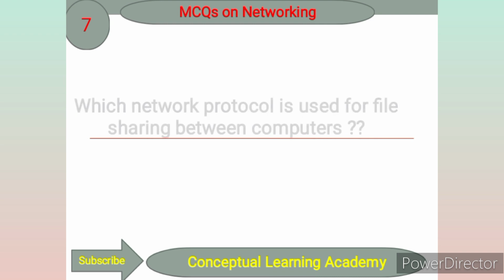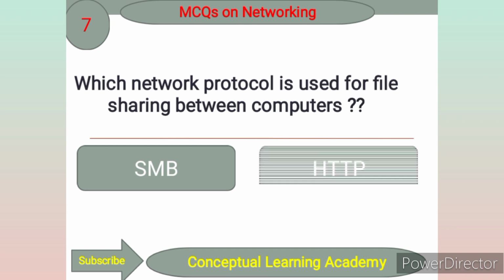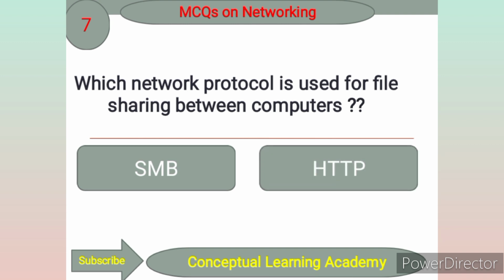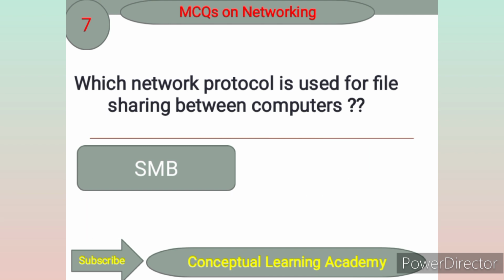Question number 7. Which network protocol is used for file sharing between computers? Option number 1, SMB. Option number 2, HTTP. Option number 3, TCP. Option number 4, SMTP. The correct answer of this question is SMB.